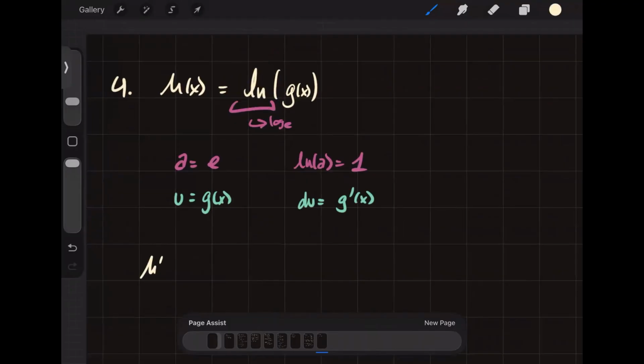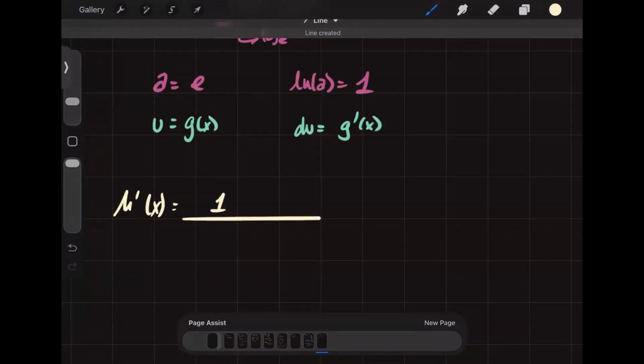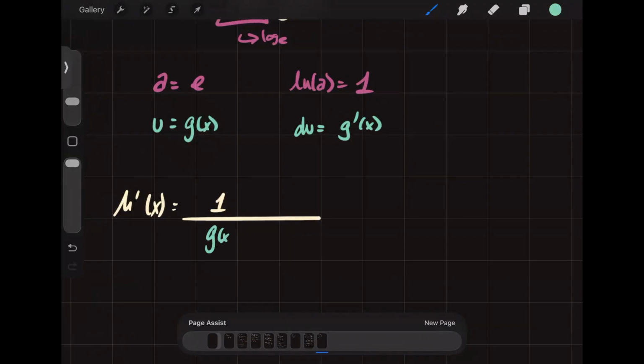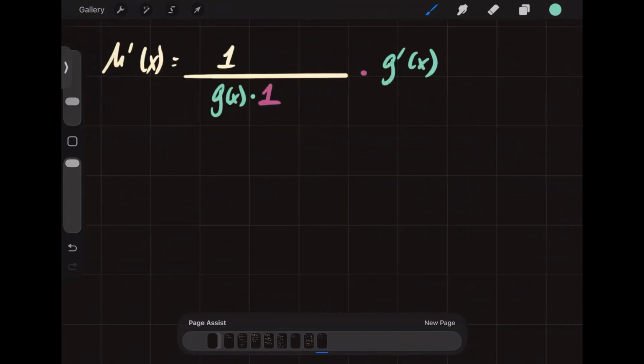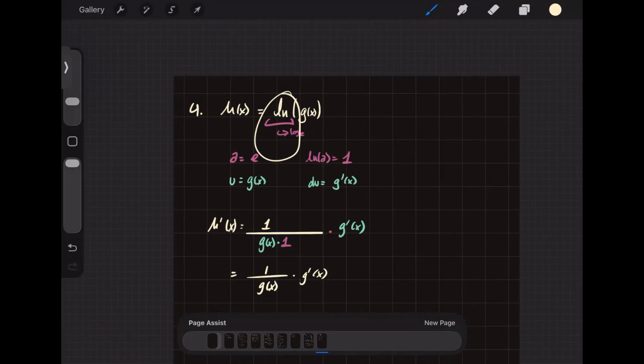you have h prime of x is equal to 1 over u, which is g of x, times ln a, which is 1, times g prime of x, and that gives you 1 over g of x times g prime of x. Built-in chain rule, specifically for log base e, or ln, which is what I will primarily be giving you.